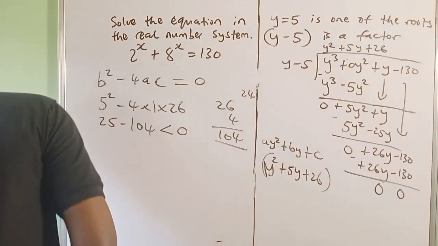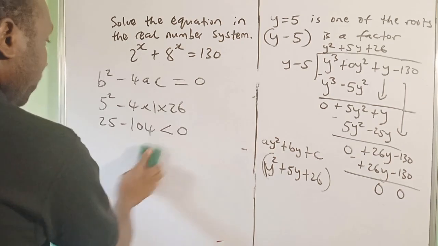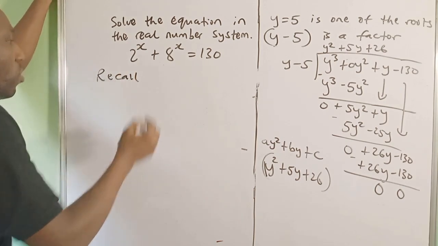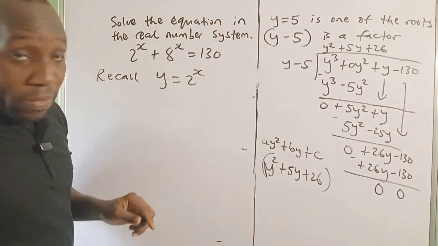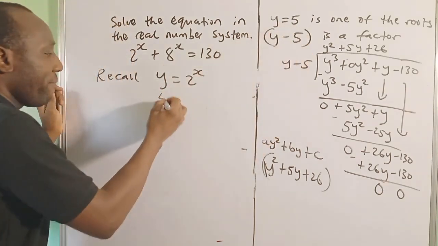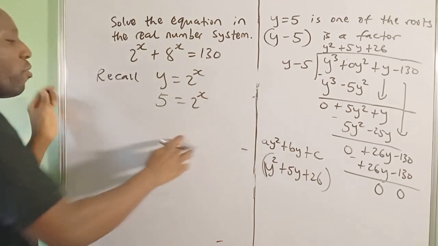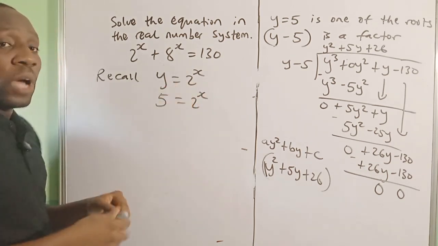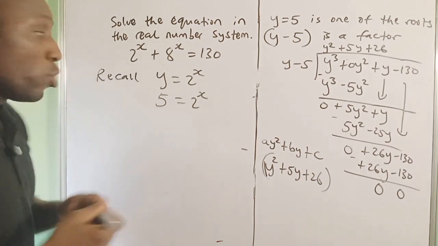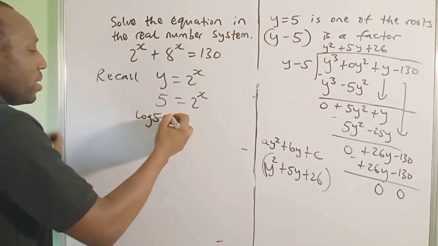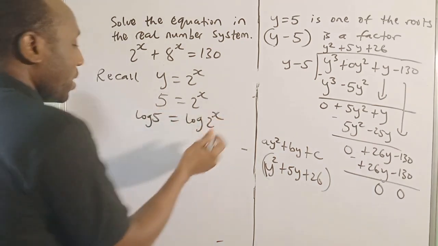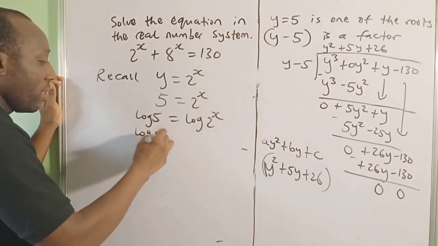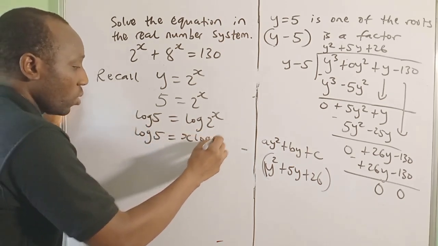Recall that we said y is equal to 2 raised to power x. Remember that? Now, since y is 5, plug it in here. 5 is equal to 2 raised to power x. And from there, I am going to get the value of x. So what do we do to get the value of x here? I need to drop this exponent. So I would apply logarithm to both sides. That's going to be log 5 is equal to log 2 raised to power x. Now, from one of the laws of logarithm, this x would come to the front of logarithm. So you have log 5 is equal to x log 2.